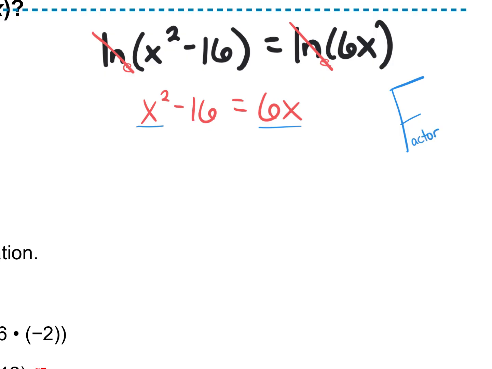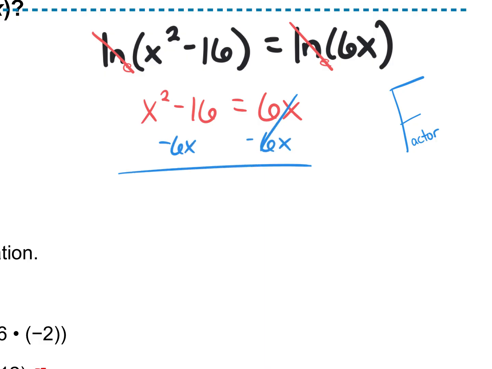Factor. When we factor equations, what do we have to have it equal to? We have to have it equal to 0. Okay, so to get it equal to 0, I want to get everything on the same side as that x squared. So what do I need to do with that 6x? How do I move it to the other side? Subtract. Yep. So I'm going to subtract 6x on both sides.